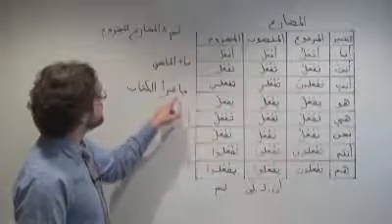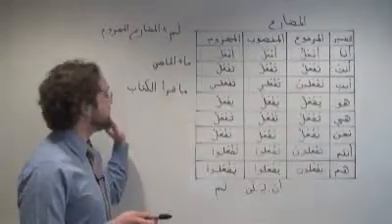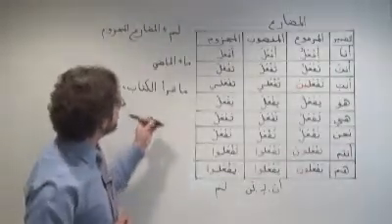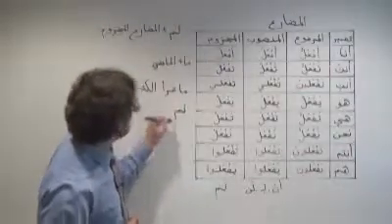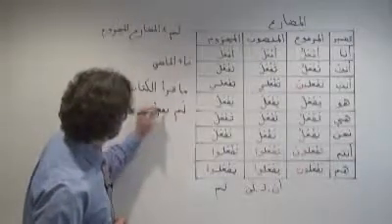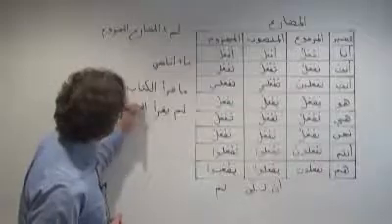So, one other way to express this idea, he didn't read the book, ma qara'a al-kitab, would be to say instead, lam yaqra' al-kitab.